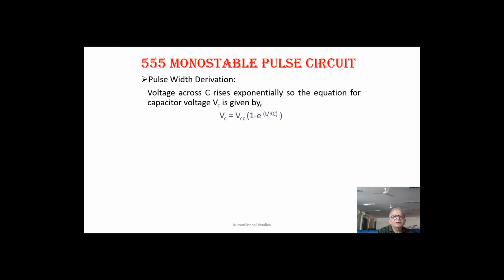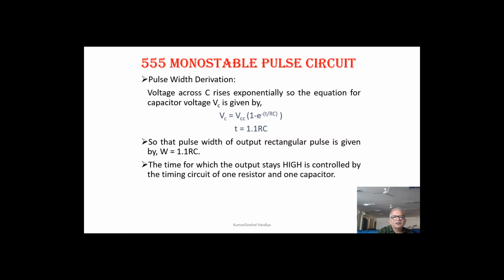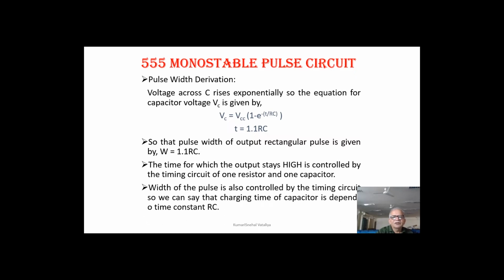Pulse width derivation. Pulse width depends upon T divided by RC. So T is equal to 1.1 into R into C, so that the pulse width of the output rectangular pulse is given by W is equal to 1.1 R into C. The time for which output stays high is controlled by the timing circuit of one resistor and one capacitor. Width of the pulse is also controlled by timing circuit. So we can say that charging time of a capacitor is depending on the time constant RC.